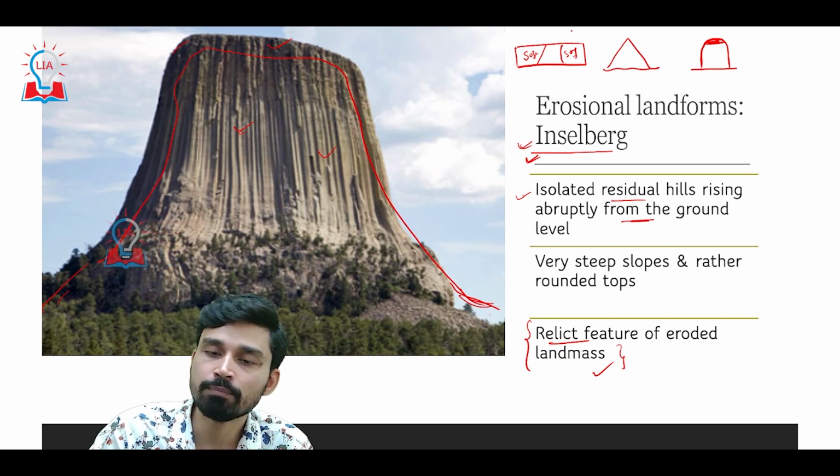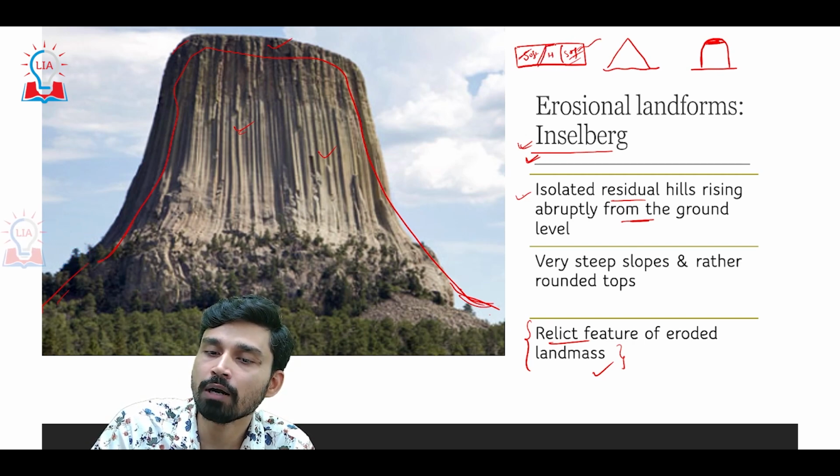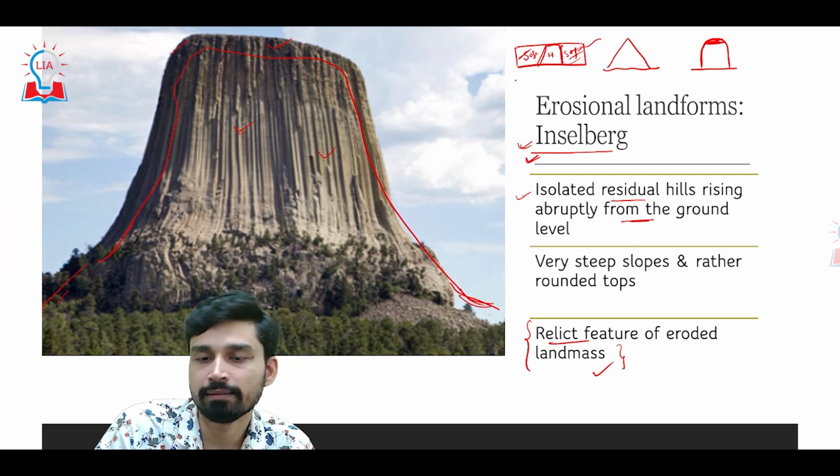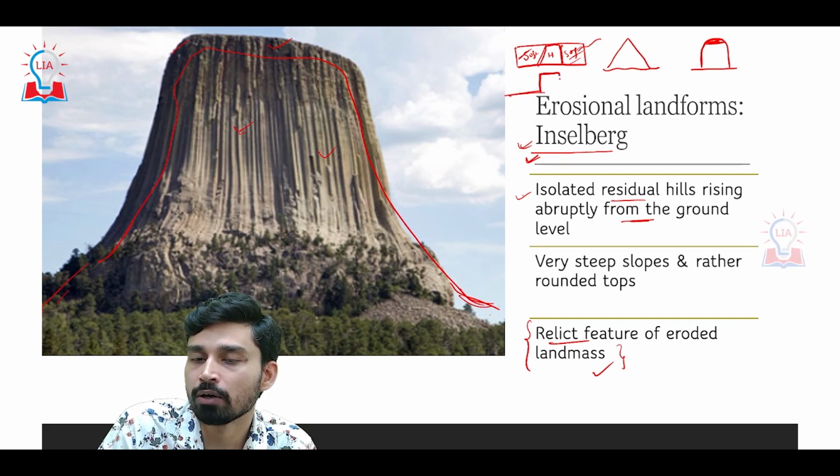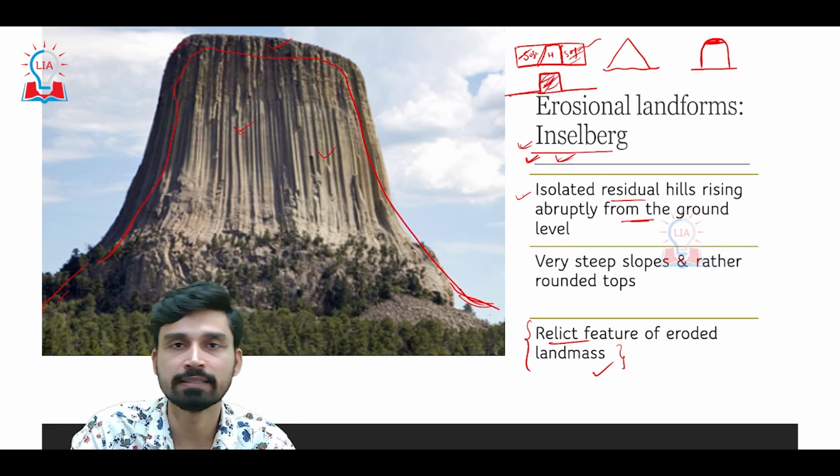So over a long period of time, due to the movement of wind and water, these soft rocks have been eroded away, but this region which was made up of hard rocks has not been eroded, and that is why the plateau has converted into a plain. And here we have the hard rock, and here also we have the plain, and this isolated kind of hill that you see is what we can call an Inselberg.